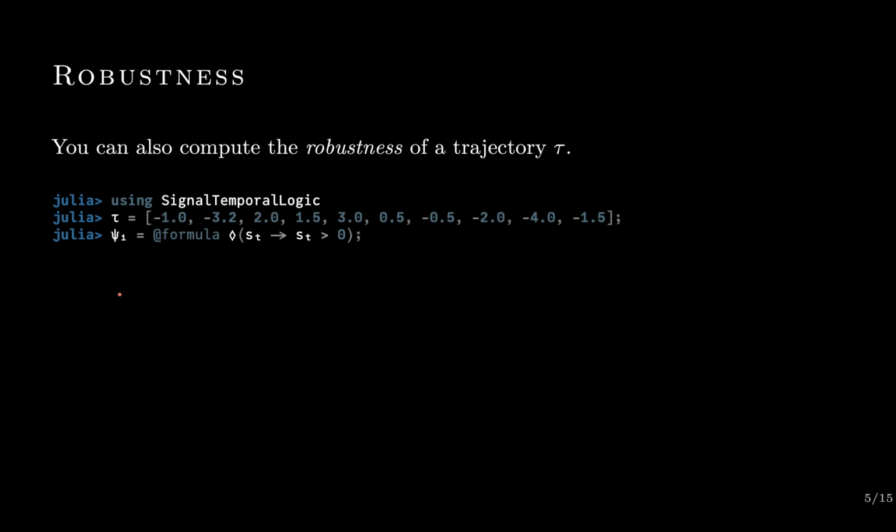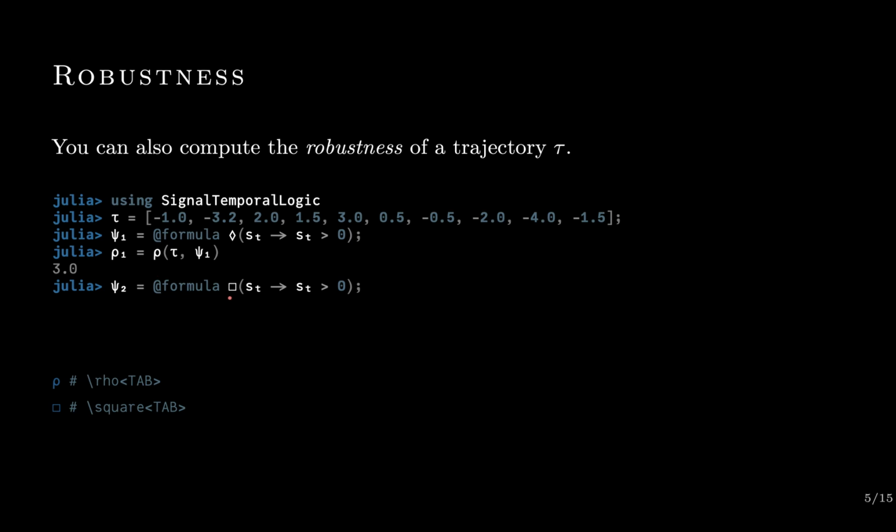Next, which we talked about in class, I want to go over how we can define and use robustness in this package. So say we have that same trajectory from the previous slide, and we can just use the rho symbol in Julia to define the robustness given the trajectory and given the specification. And this will give you the value of, say, 3. And to get rho, you do \rho.